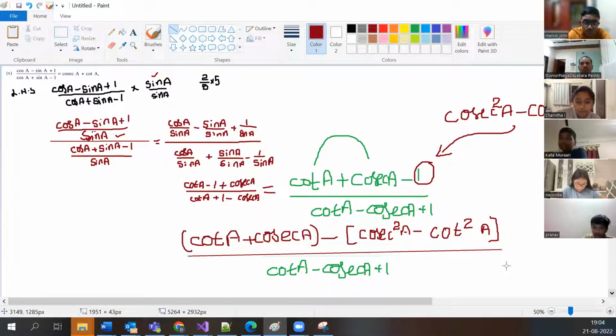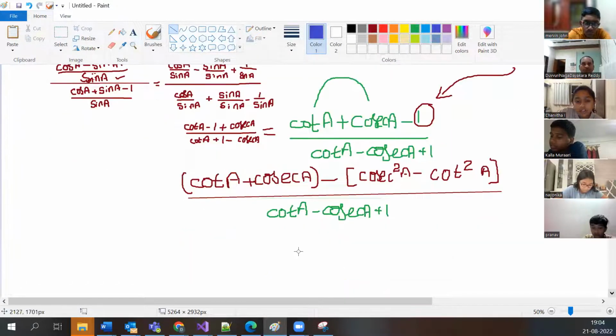What can we do in the numerator, children? You can see this. How can we write this? A square minus B square. How can we write it? A plus B into A minus B.